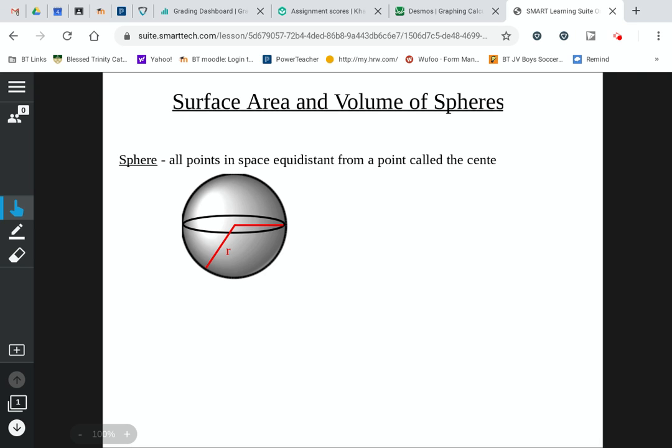Hey, students. So today we're going to talk about the last bit of our three-dimensional shapes with surface area and volume. We're going to go over spheres and hemispheres. So if you think about it, guys, spheres: the Earth, balls, baseballs, basketballs, volleyballs, all that good stuff.